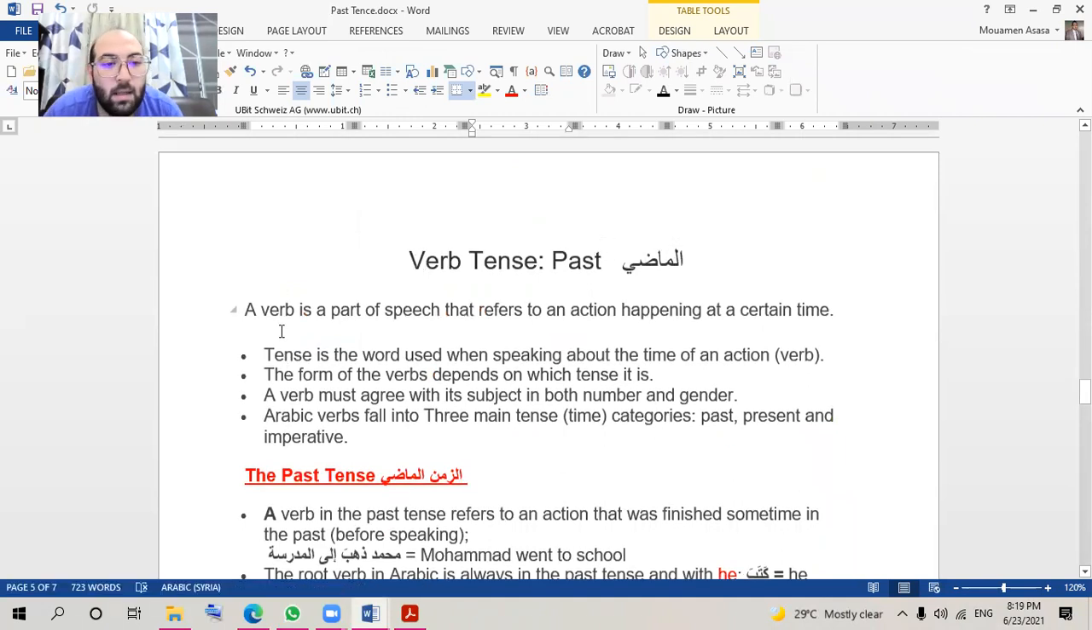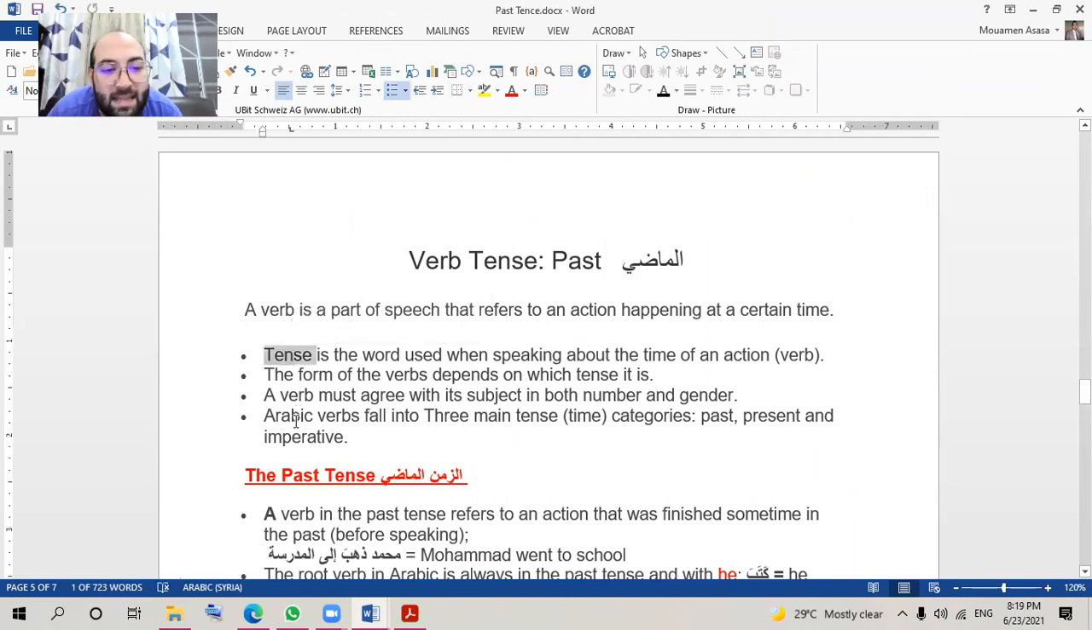Now we are taking verb tense. Let's read together. What's the meaning of verb in Arabic? A verb is a part of speech that refers to an action happening at a certain time. That means there is the verb in general, like in English, like in Arabic, it's an action that happens at a certain time. When we say tense, tense is the time of the action, whether it's present, imperative, or past. The form of the verb depends on which tense it is. A verb must agree with the subject in both number and gender.